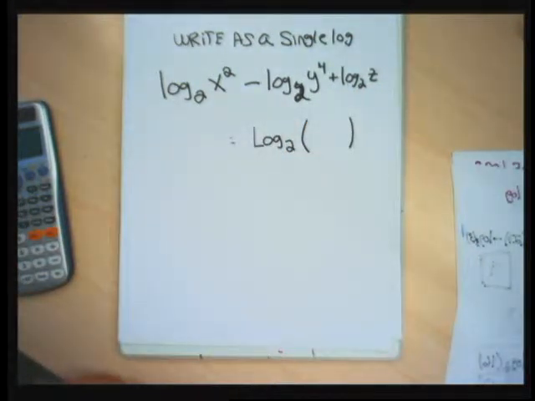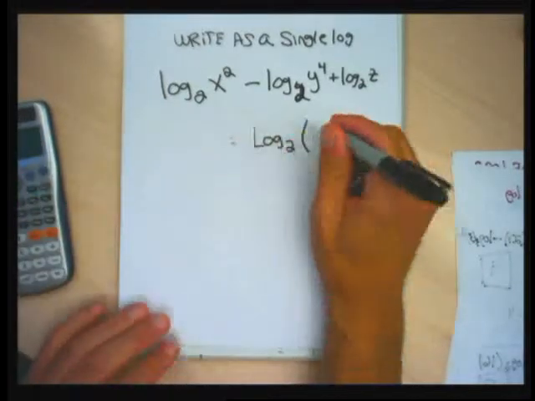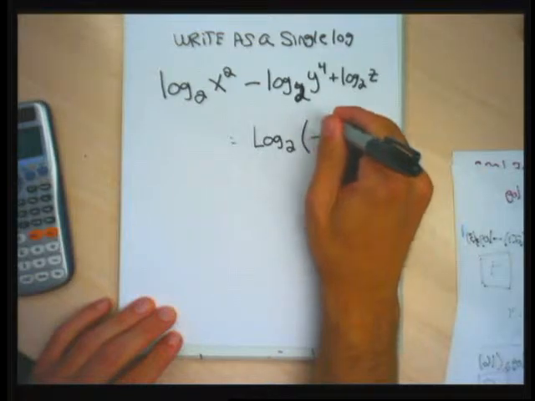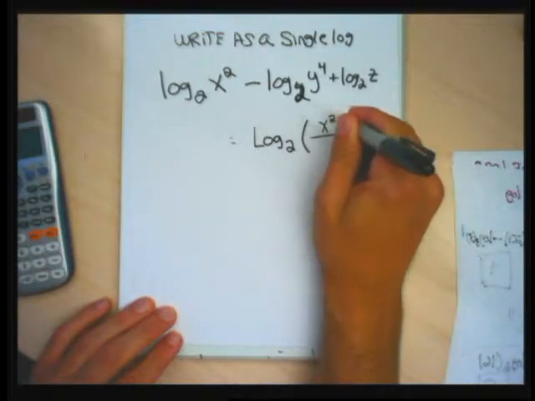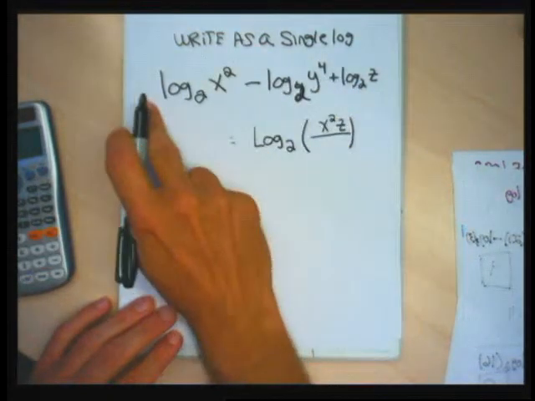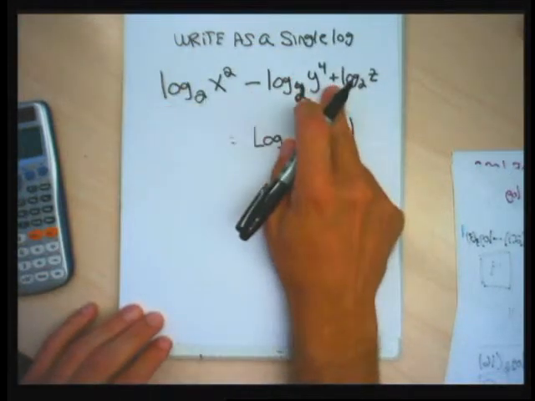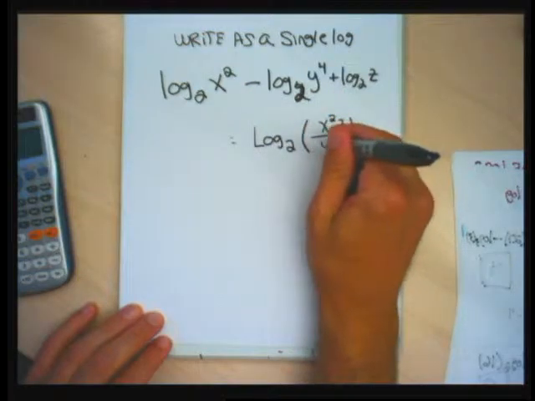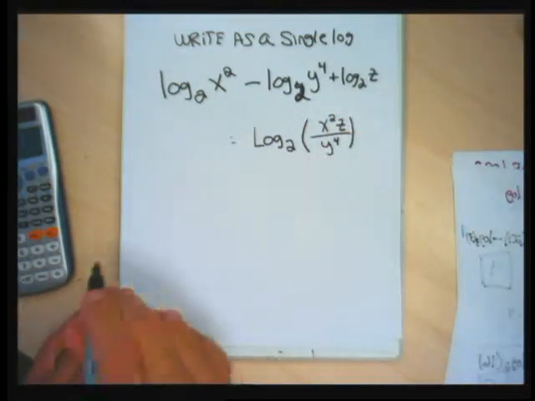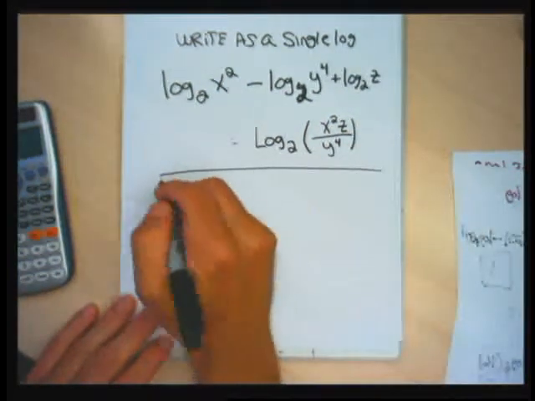So immediately I know my single logarithm is going to be base 2. I know that I'm going to have an x squared and a z in the numerator because the x squared didn't have a sign in front of it, so that's an implied plus. The z had a plus in front of it, but the y had a minus in front of it. I'll do one more of these, and I'll do some backwards ones.